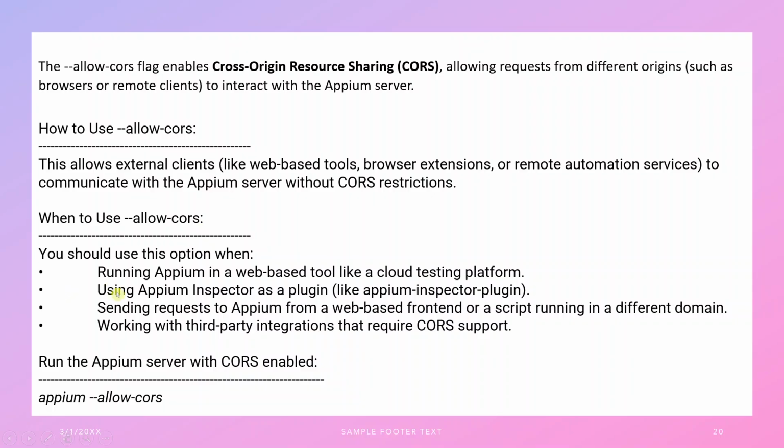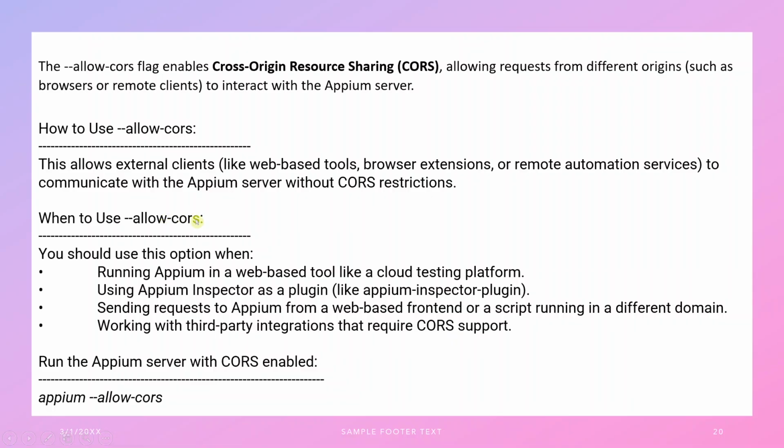Okay, so running the APM in web-based tools like cloud testing platforms, and running the APM inspector has a plugin. Okay, and already I made a video on this APM inspector plugin. I'll place a link in the description. And sending the request from APM from the web-based front end, or running the script in different domains. Okay, working with third-party integrations that require the core support. So all these four options, whenever you are using, we have to use this allow course.